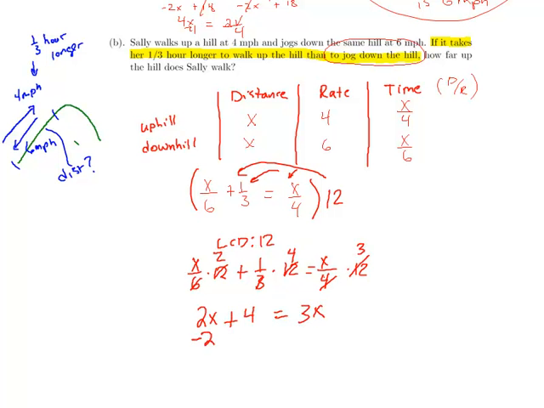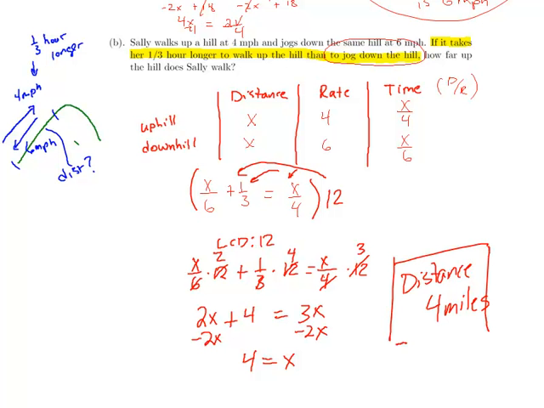Now if I subtract 2x from both sides, that leaves me with 4 is equal to x. 4 equal to x means that that is the solution to the distance problem. So the distance that she went up the hill is 4 miles. And that ends that example. And that's the end of section 6.7.